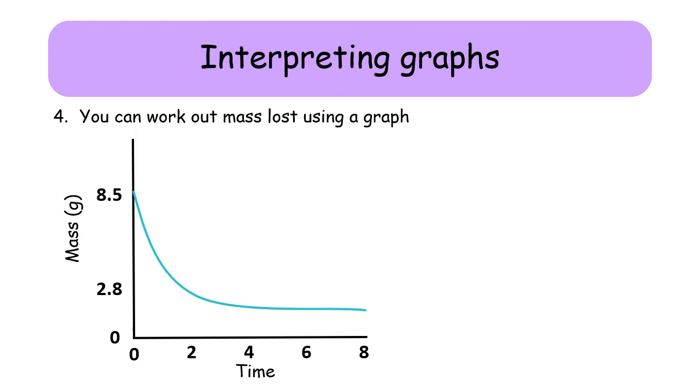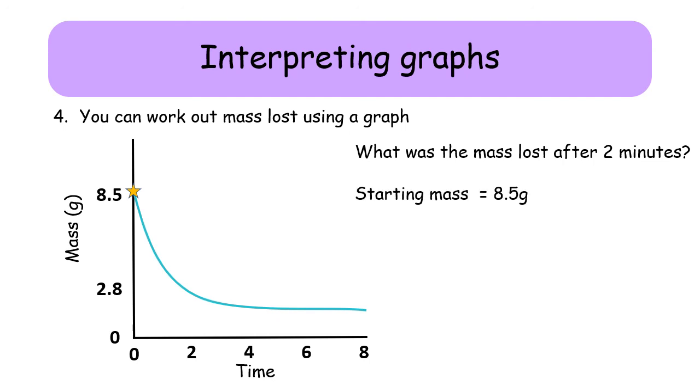And the final thing we need to be able to do from a graph is interpret what mass has been lost during an experiment. So a question you could get is, what was the mass lost after 2 minutes? Now to do this, you need to work out a few things. The first thing you need to know is, well, what mass did we start with? And the starting mass is always going to be where our graph begins at the start on the left-hand side. And so our starting mass here was 8.5 grams.